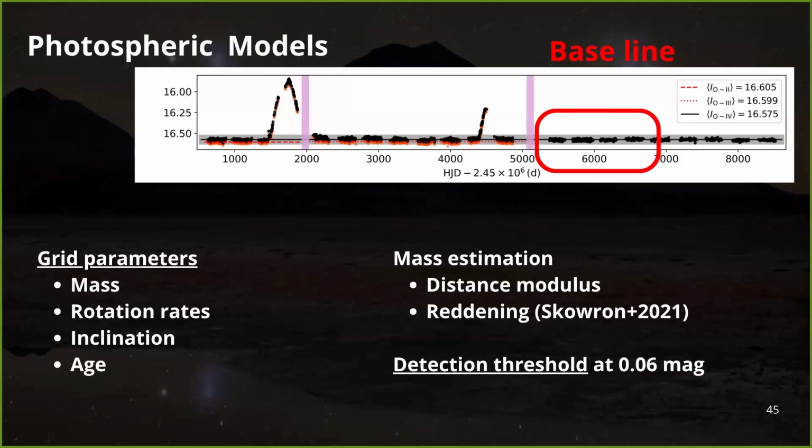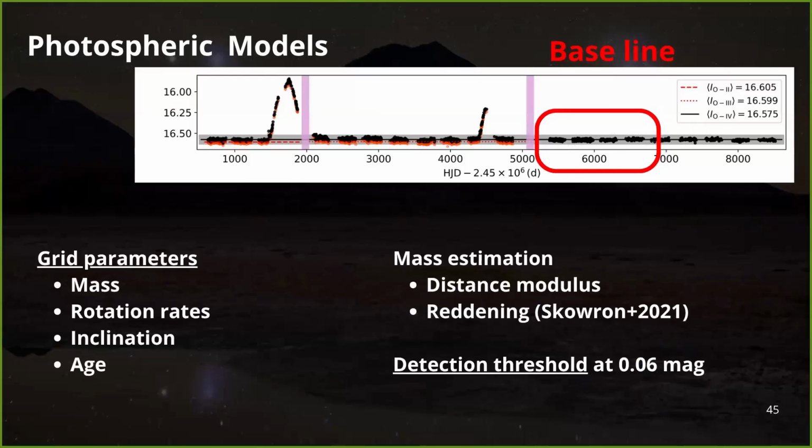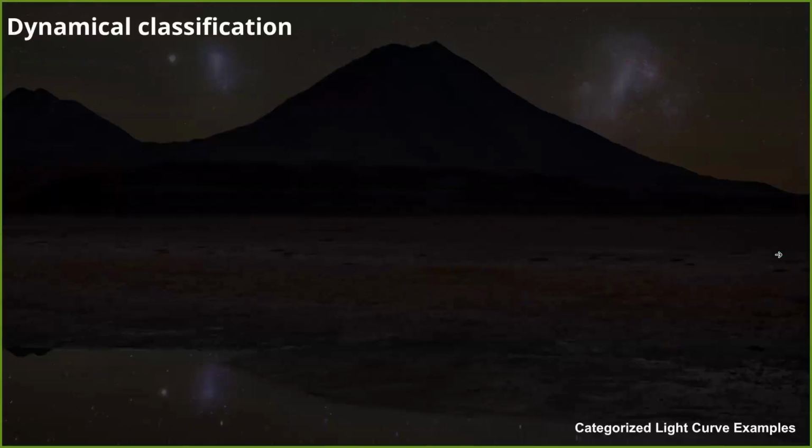So we also use baseline information for our entire sample and establish a detection threshold, where above this limit we can classify photometric variations basically. So now moving to the dynamic classification by itself. And to do this classification, an interactive code was developed.